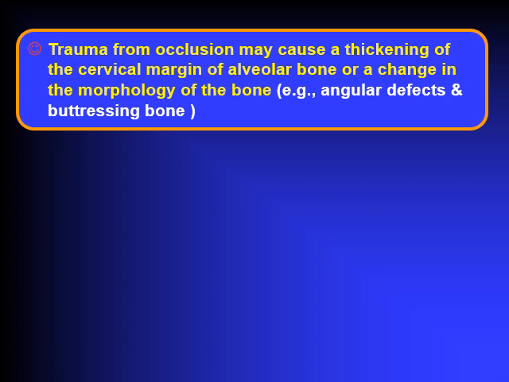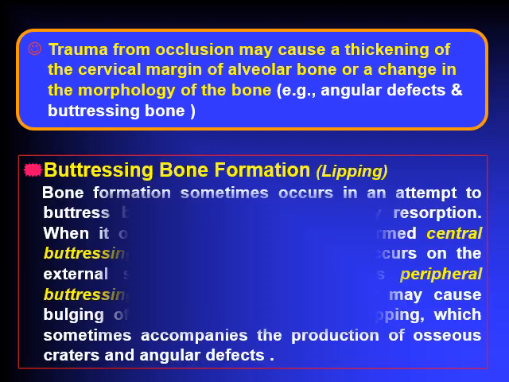So we have to know that trauma from occlusion may cause a thickening of the cervical margin of the alveolar bone, or a change in the morphology of the bone. So it may make buttressing bone formation, which is the thickening of the cervical margin of the bone, or it may cause a change in the morphology of the bone, which are the angular defects.